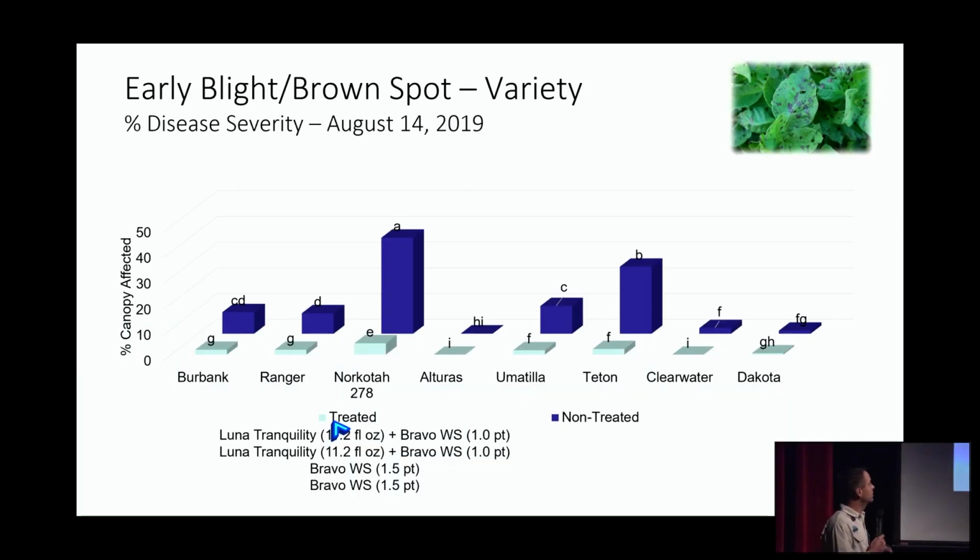So a little bit on varieties. Some of you may have seen this data before, but the ones in the back are untreated of each variety, and the ones in the front are where we used this fungicide program that I mentioned a little bit earlier. And in almost every case, we did have a significant reduction in disease. We did not with Alturas. There just wasn't very much disease in Alturas this year. And then Dakota doesn't get very much early blight disease either. Clearwater didn't have very much this year.